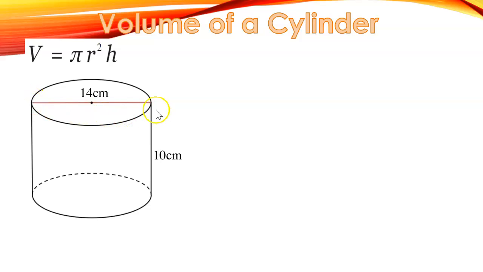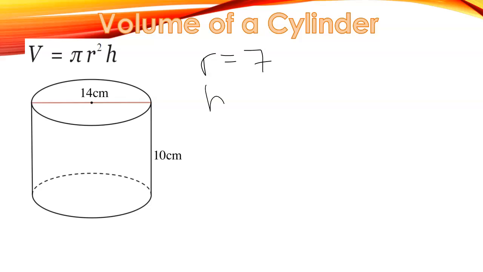So the diameter is 14, that's the entire length of the circle. The radius is only from the center to the edge. So in order to find the radius from the diameter, you cut the diameter in half. So right now I know that r equals 7, because if the diameter is 14, the radius must be 7.